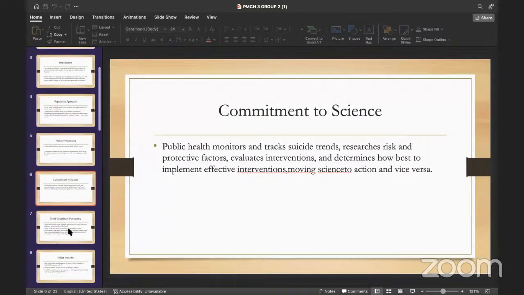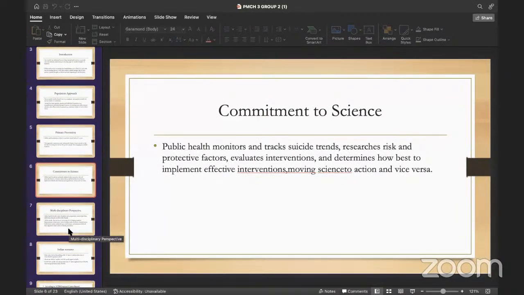And then we have commitment to science. Public health monitors and tracks suicide trends, researches risk and protective factors, evaluates interventions, and determines how best to implement effective interventions, moving science to action and vice versa. This means knowing where to look for community data and research information about risk and protective factors for suicidal behavior. For example, state and national data, www.cdc.gov/injury, and risk factors and protective factors, www.cdc.gov/violenceprevention, and the registry of evaluated programs, website www.nrepp.samhsa.gov.